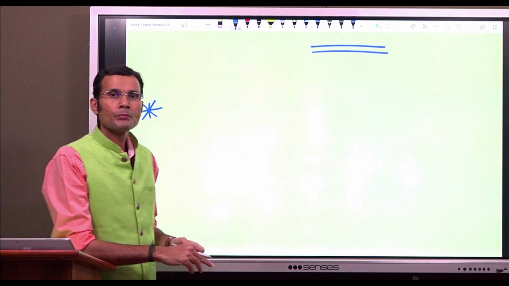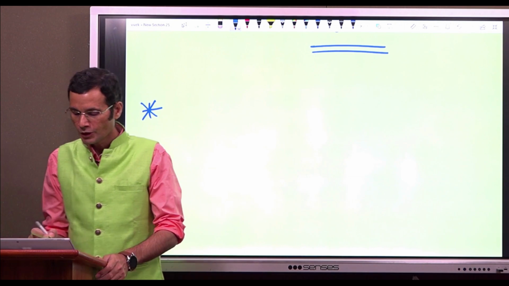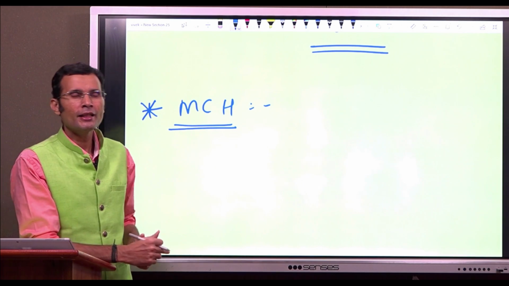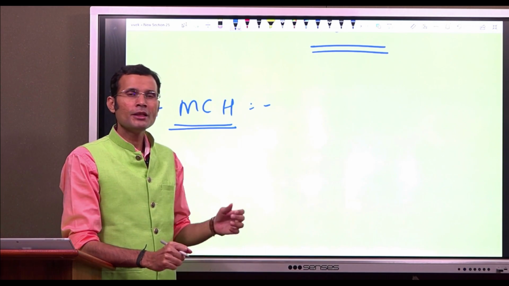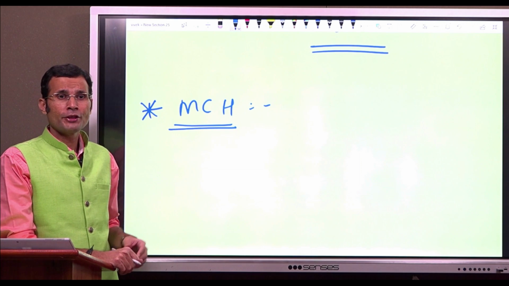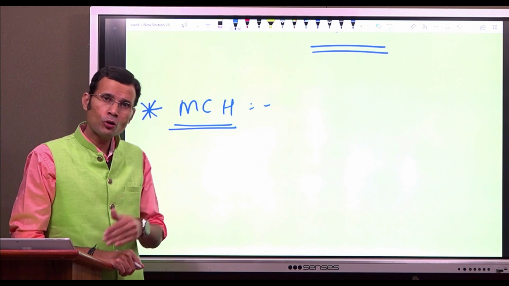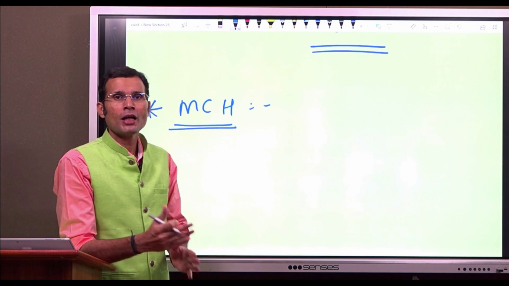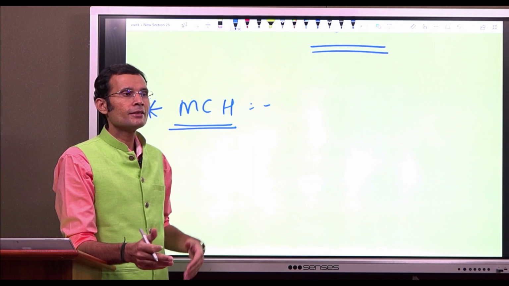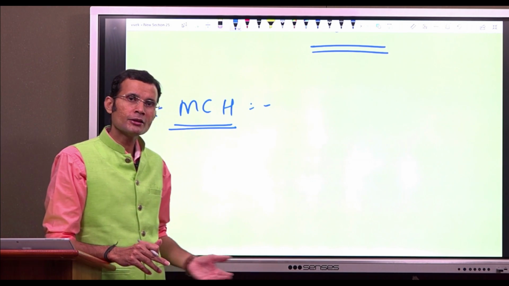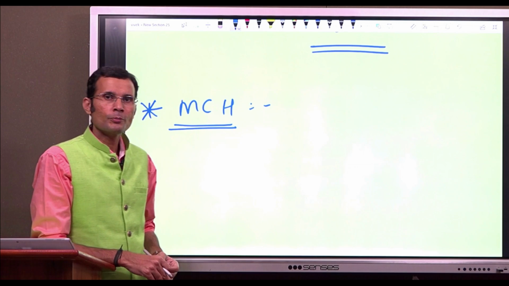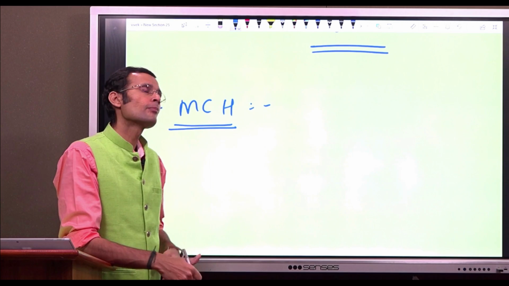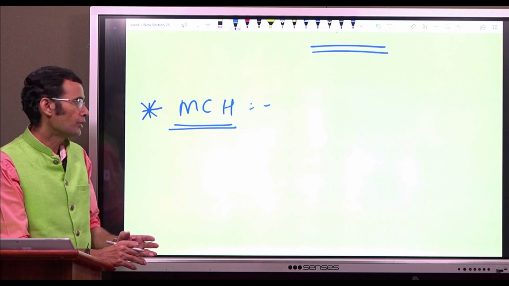The next blood index is mean corpuscular hemoglobin. Look, as I said, anemia can be either because of reduced RBC count or reduced hemoglobin, or both. If there is a bone marrow depression, RBCs are not being produced. If there is hemolysis, RBCs are getting destroyed faster, so that will be a reduced RBC count. If there is iron deficiency, then hemoglobin is not forming, so there will be less hemoglobin, and the reason for anemia would be obvious.